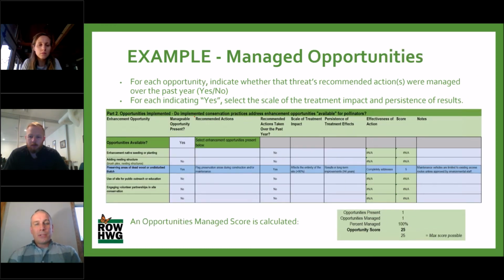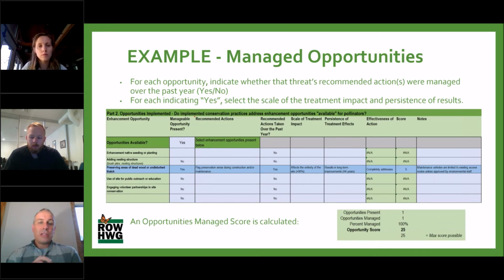Next, we'll look at the opportunities. In this case, we only identified one opportunity available at the site, which was preserving areas of dead wood or undisturbed thatch, so primarily undisturbed thatch. In that, thinking about future maintenance or management of the site, we want to flag areas that we want to preserve that thatch, for nesting and egg laying, those types of things in the future.